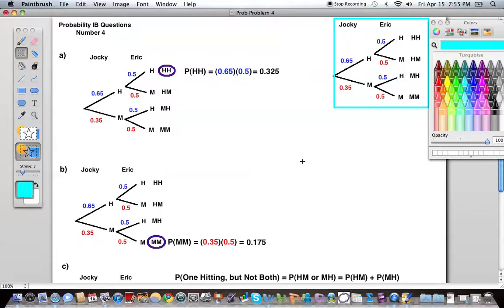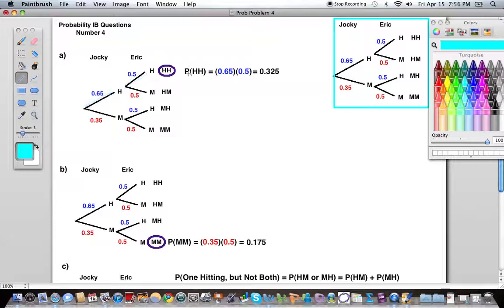In order to use these tree diagrams, again, I went into more depth in problem number 1, but we multiply across the branches, and then if we have 2 instances that are the same, we add those probabilities together. We'll talk about that a little more when we go down to part C. But for part A, they ask us to find the probability of both players hitting the bullseye. That means that Jockey hits, right here, and that Eric hits. So, probably saying to yourself, all right, what am I doing in this case? I'm multiplying across the branches.